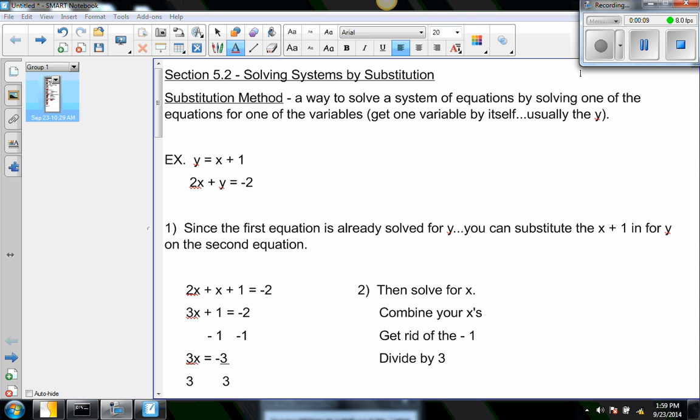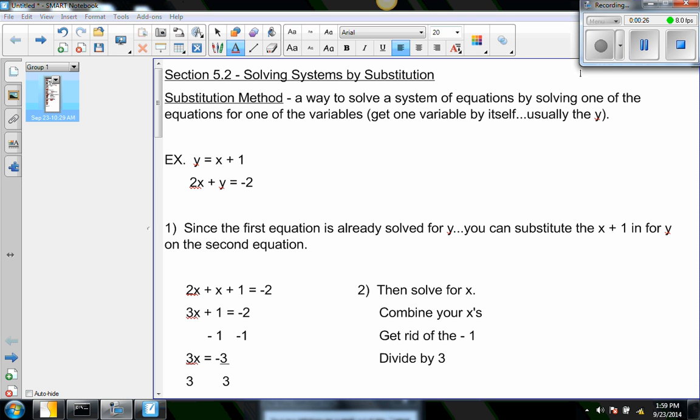So there are three main methods that we're going to use to solve systems. We learned one method in the previous video, which was the graphing method. This one is the substitution method, and then we will do the elimination method last.